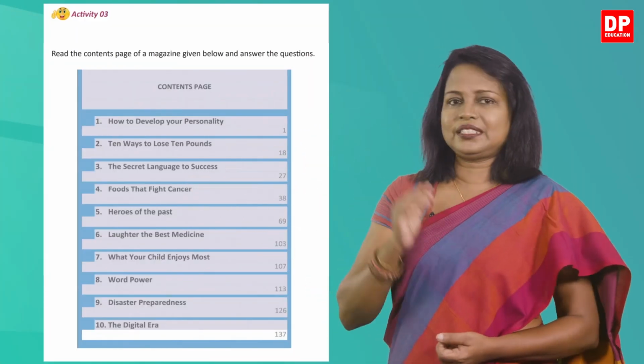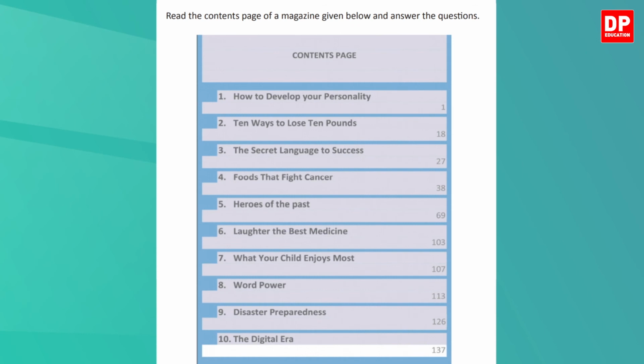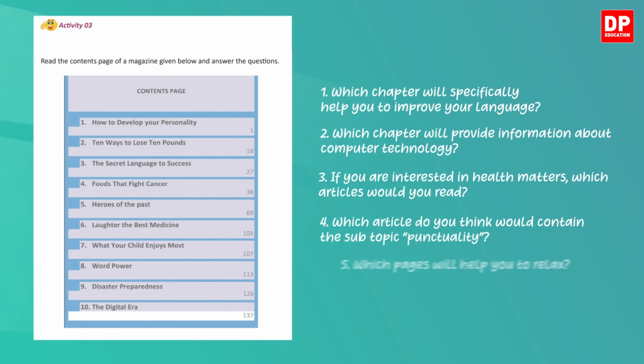Children, there's one more activity to practice how to read and extract specific information from a text. This is activity 3 on page 54 of your textbook. Here you have to read a contents page of a magazine and answer 5 WH questions. This is the contents page. These are the 5 questions. You can pause the video and do the activity now.